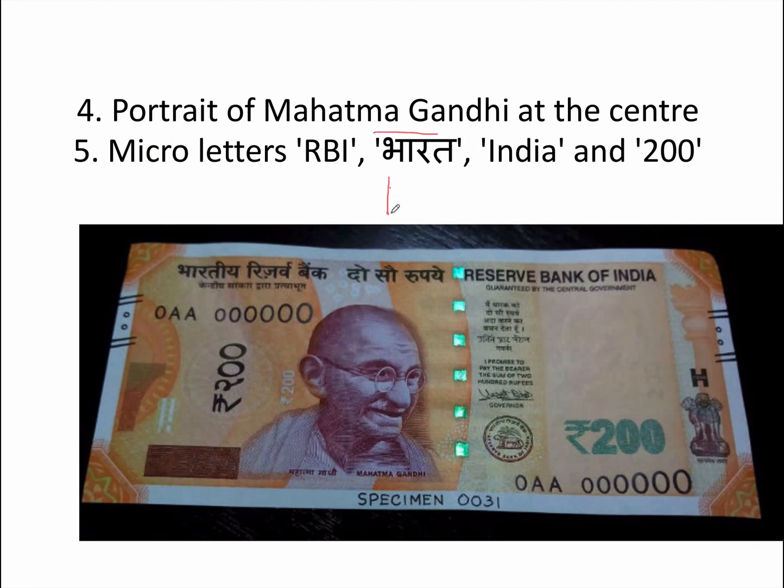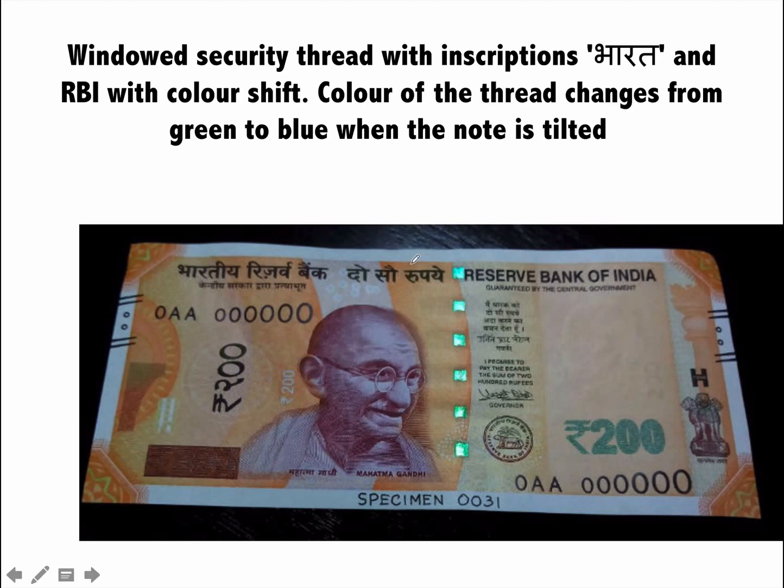Besides, Gandhiji's portrait is right there in the center of the note, and micro letters RBI in short, Bharat, India and 200 are all written as micro letters. So you can appreciate here, micro means small. You can see here 200 and RBI, Bharat, everything is written in very small letters.